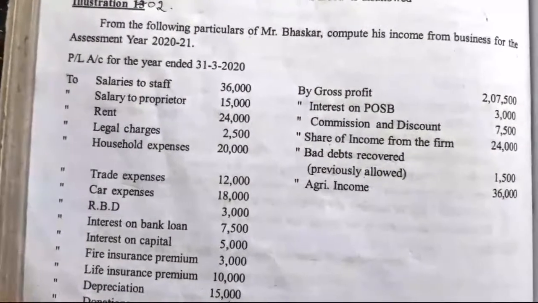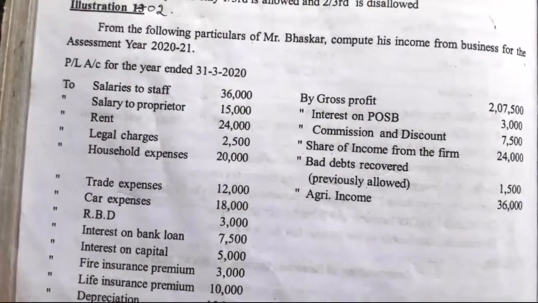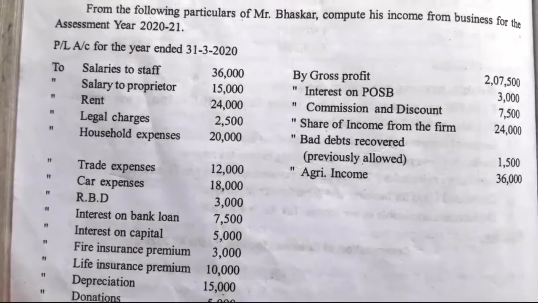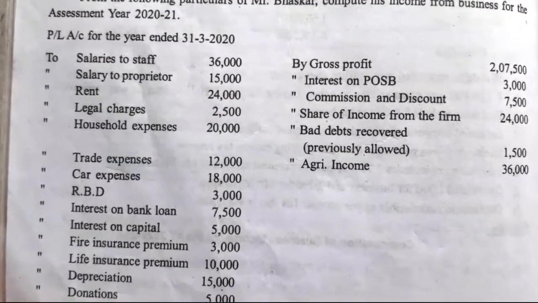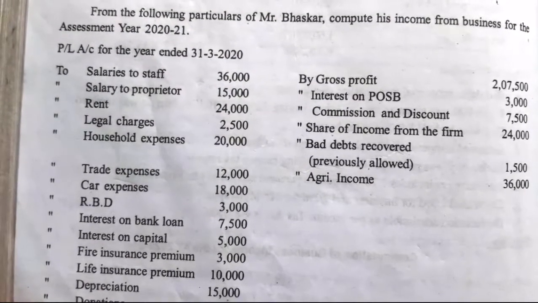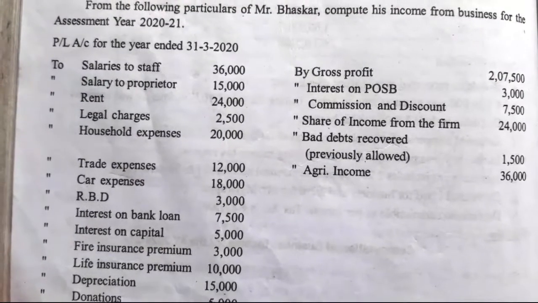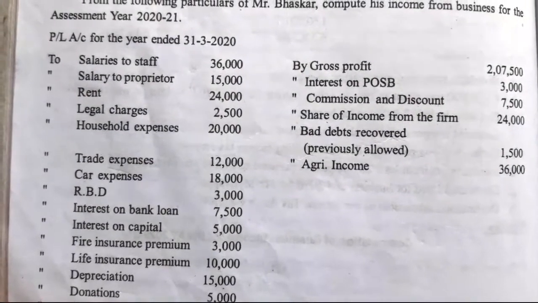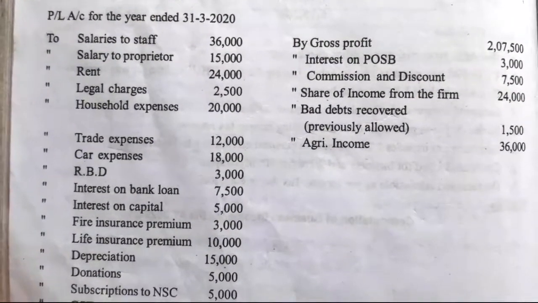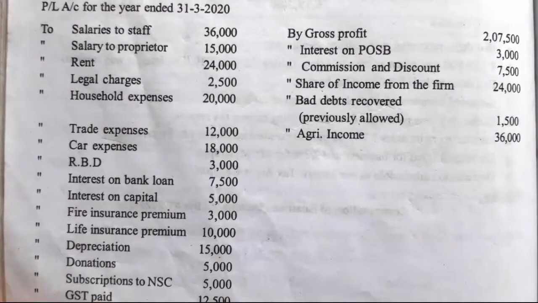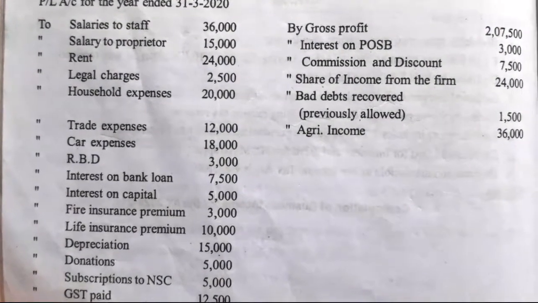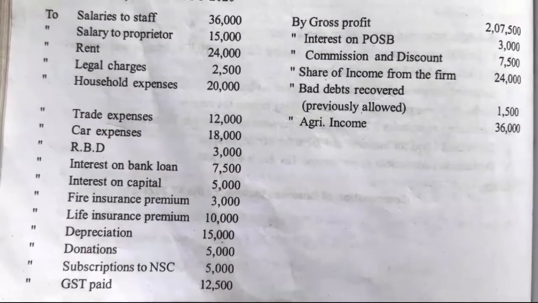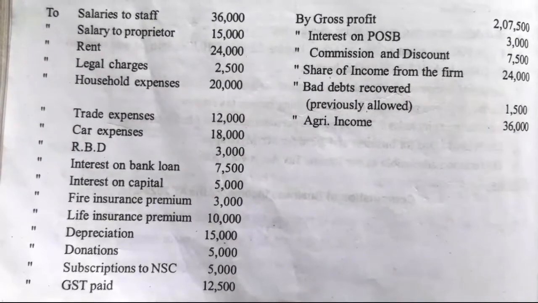So under that, to salaries to staff rupees 36,000, salary to proprietor rupees 15,000, rent rupees 24,000, legal charges rupees 2,500, household expenses rupees 20,000, trade expenses rupees 12,000, car expenses rupees 18,000, RBD rupees 3,000, interest on bank loan rupees 7,500, interest on capital rupees 5,000, fire insurance premium rupees 3,000, life insurance premium rupees 10,000, depreciation rupees 15,000, donations rupees 5,000, subscription to NSC rupees 5,000, GST paid rupees 12,500.